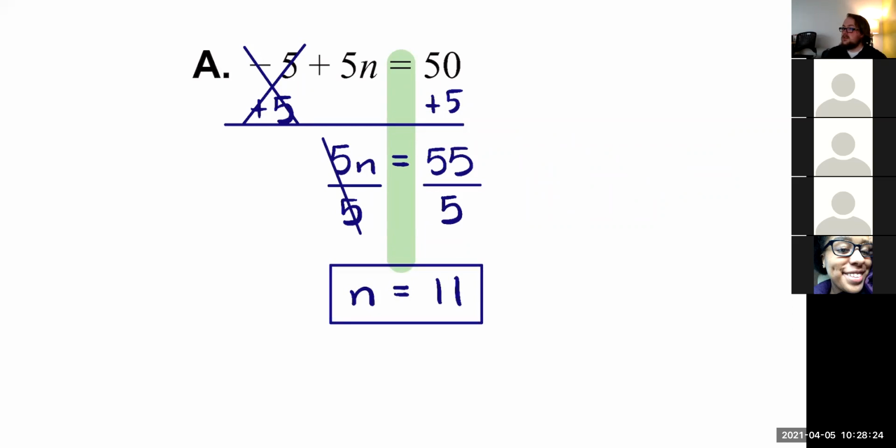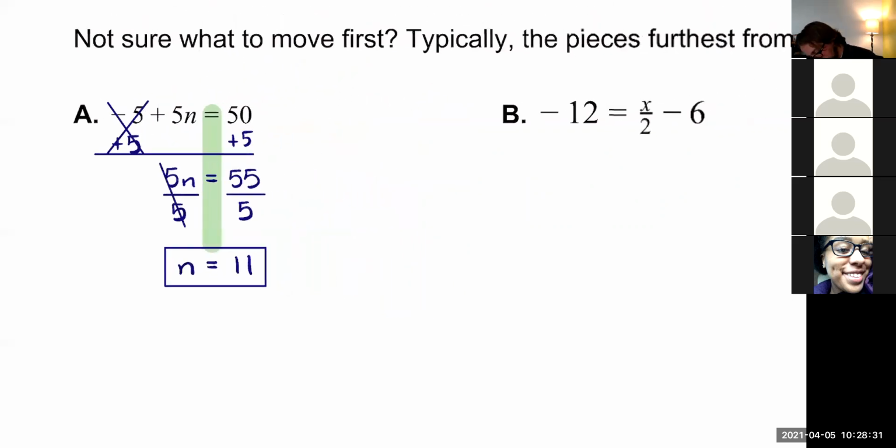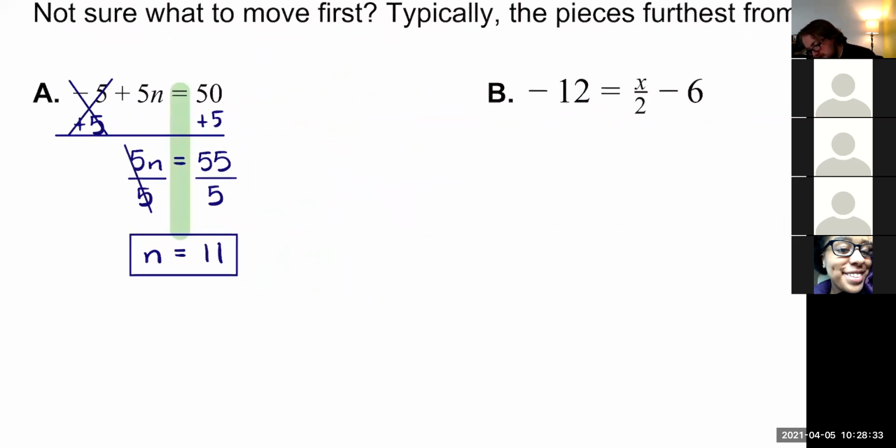That's the only value n could be in order for that equation to be true from the very beginning. And again, because I'm showing my work and I have that visual aid of keeping my equal sign in line, I can see each step where I added 5 to both sides, or I divided 5 from both sides. And on to the next one.